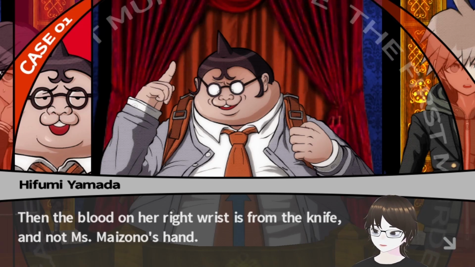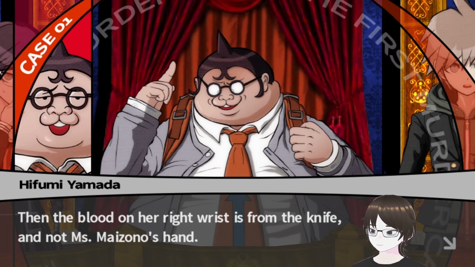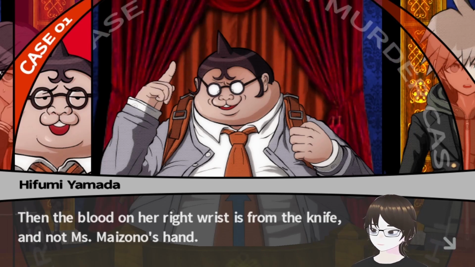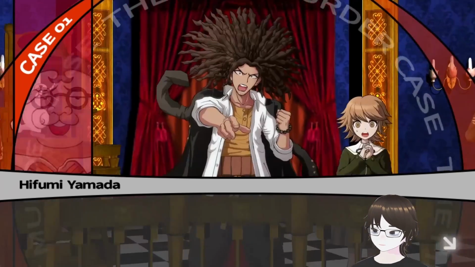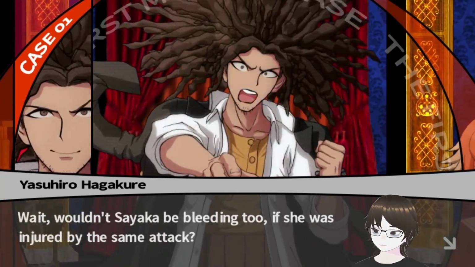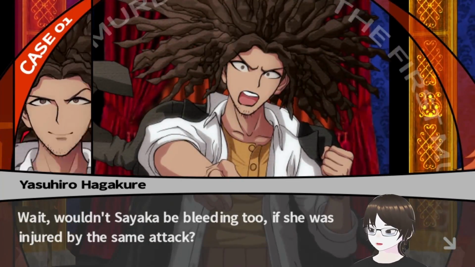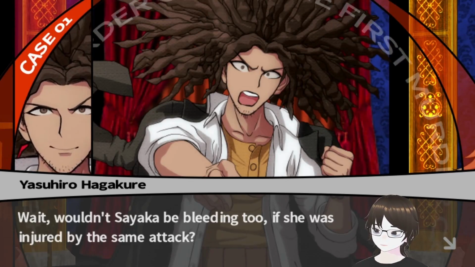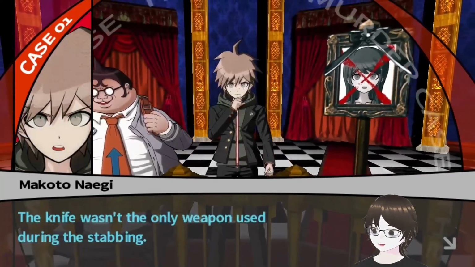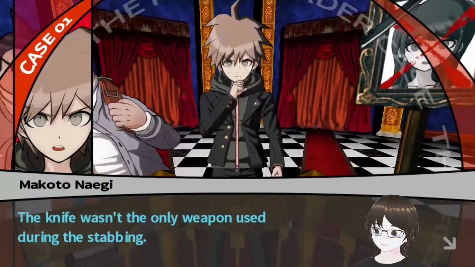I guess it probably wasn't intentional, right? They were probably attacking from a bad position, maybe? Maybe under the bed. Wait, wouldn't Sayaka be bleeding too, if she was injured by the same attack? If it was a good slash, then yeah, but I don't think it was. Oh, I get it. The knife wasn't the only weapon used during the stabbing. Sword, maybe?